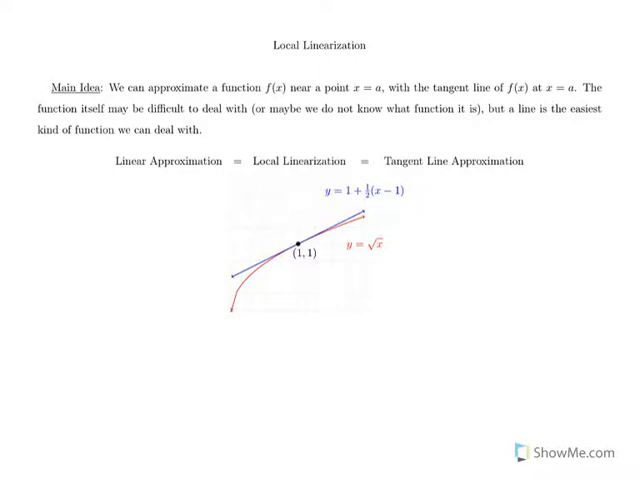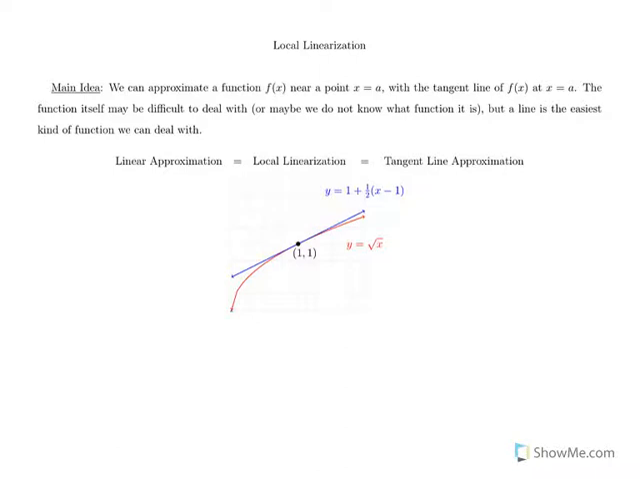The reason why we may want to do this is because the function itself may be difficult to deal with, or more realistically, we may not know all the information about the function. We may not know exactly what function it is. But a line, the tangent line, is the easiest kind of function we can deal with, and we learned everything about lines in an Algebra 1 course. And they're very nice to deal with and very easy to find values for.